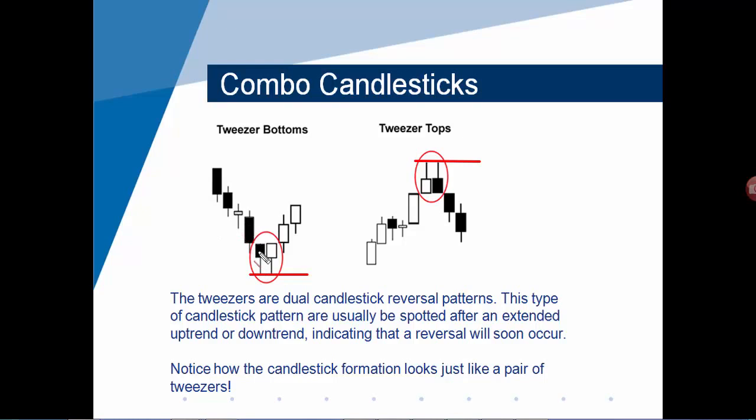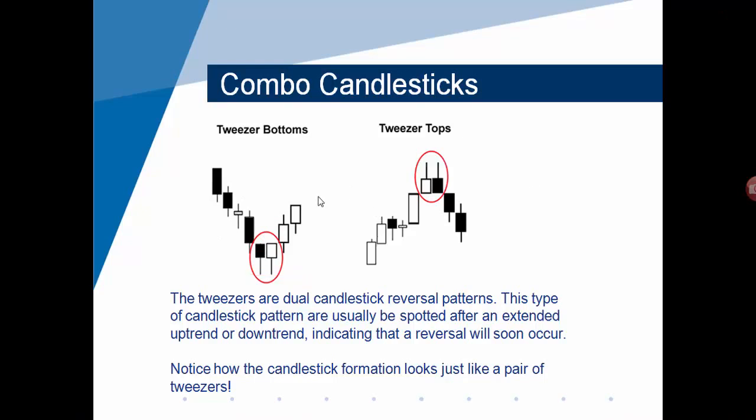So in a downtrend, we want to ensure that this candle is bearish and the candle that follows is bullish. In an uptrend, reversal to the downside, we want to ensure that this candle here is bullish and the candle that follows is bearish. So that actually tells us we're going to have a potential reversal in the market.